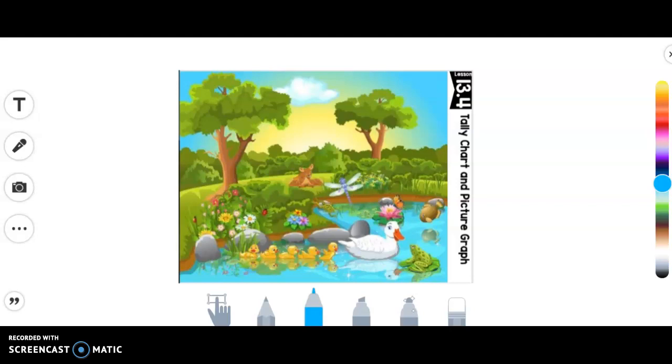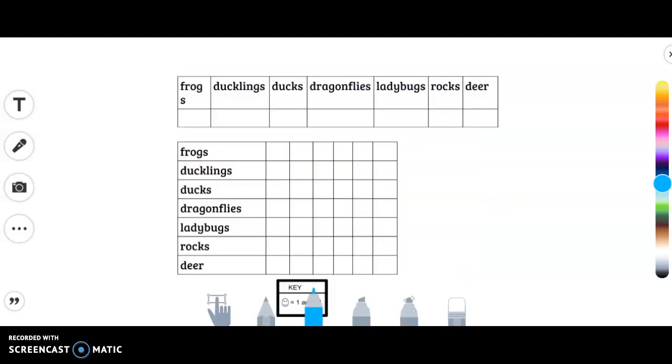So we're going to look at this picture of all these animals at the pond. Okay, so look at that picture. Pause the video and think about the different animals that you see in the picture. Okay, we're going to create a tally chart of the different animals. So here is our tally chart right here. Don't worry about this part yet. We're looking up here. We're going to make a tally chart.